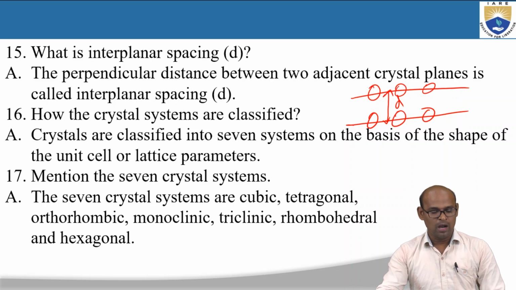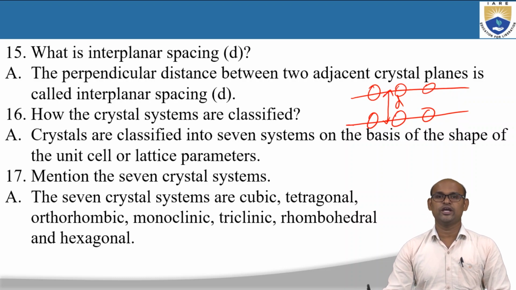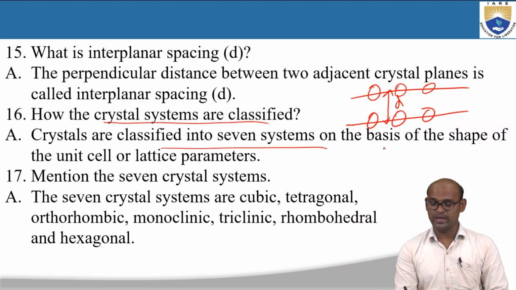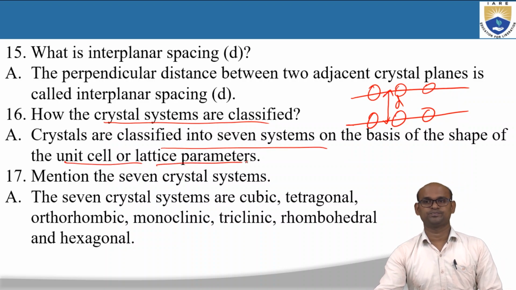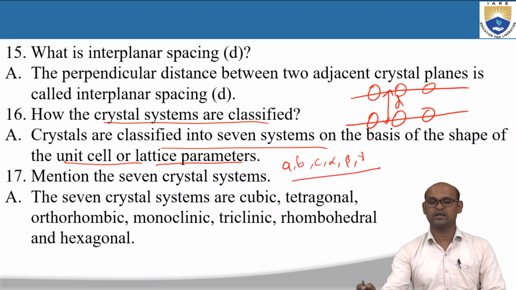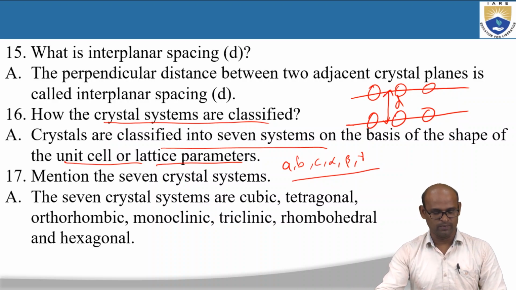How are the crystal systems classified? Crystals are classified into 7 systems based on the shape of the unit cell or lattice parameters. We have defined lattice parameters a, b, c, alpha, beta, gamma. Based on the relations between these, we have classified the crystals into 7.